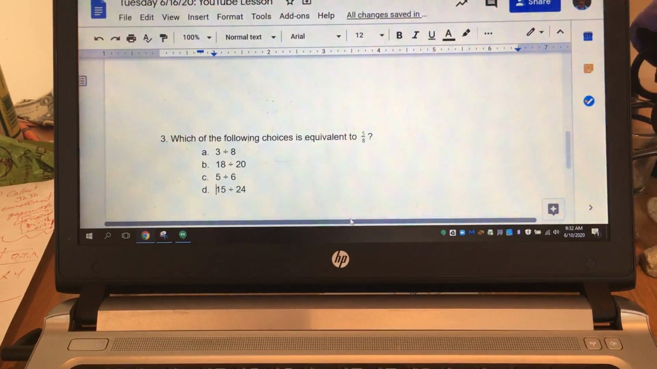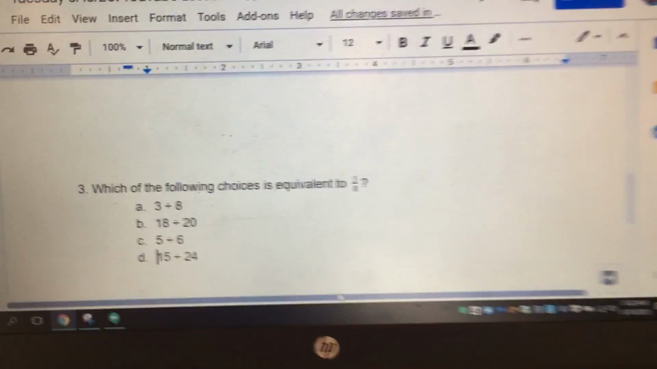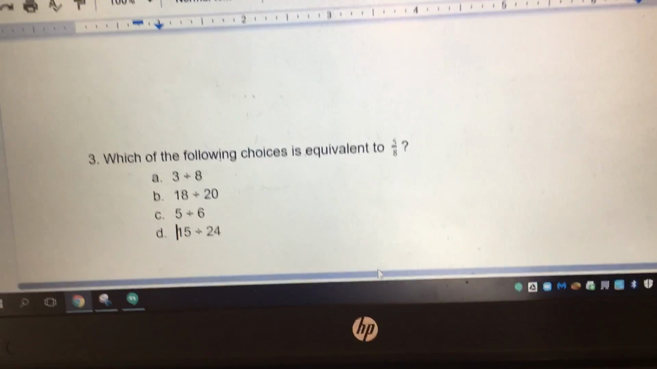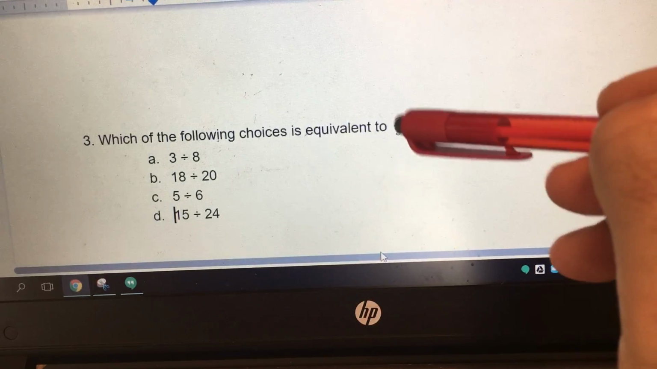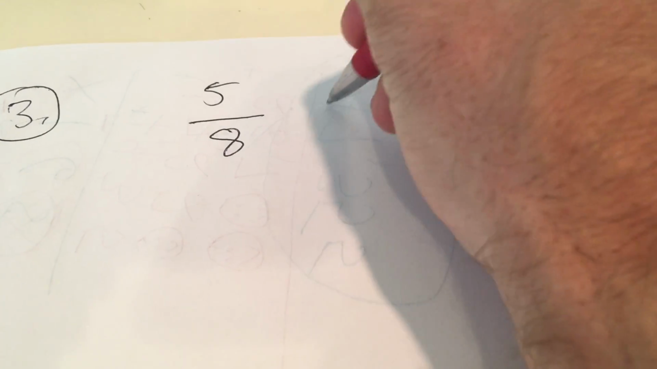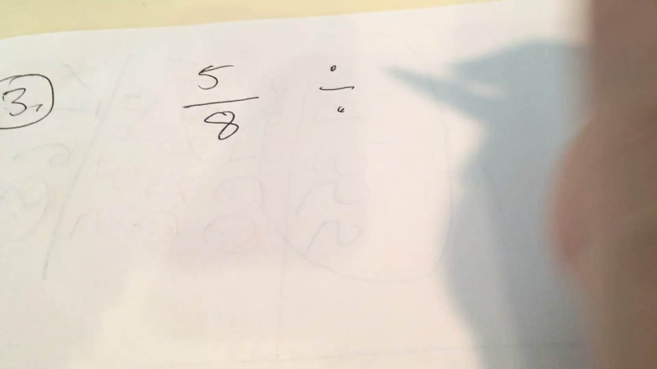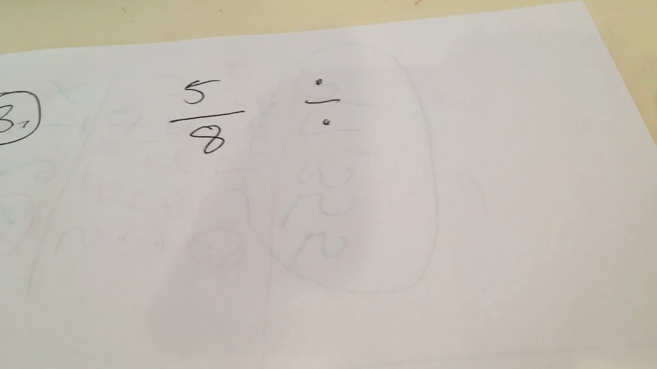But the problem says, which of the following choices is equivalent to 5/8? And we did a problem just like this the other day. 5/8 is the same thing as 5 divided by 8. Whenever you have a fraction, that is a division problem. So 5/8, just like the division symbol, is 5 divided by 8.